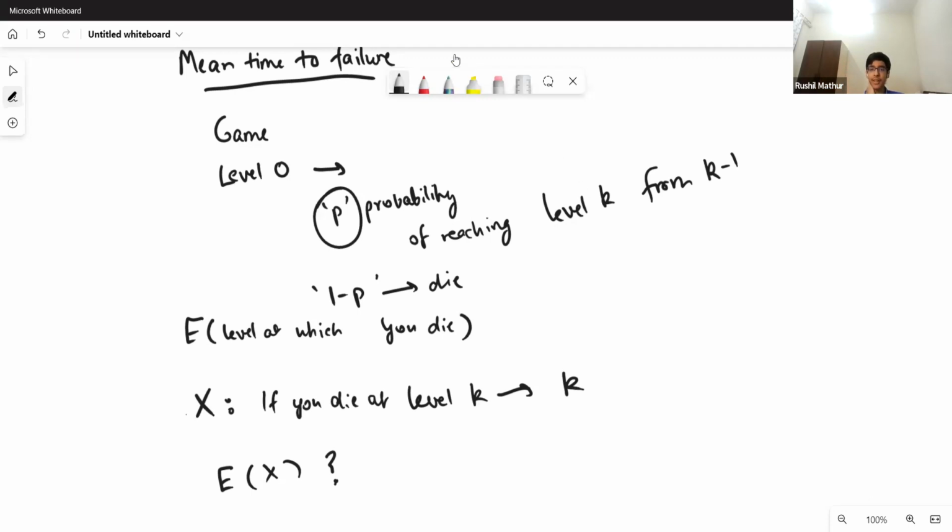So yeah, let's think about this. This is not trivial by any means. And in fact, if you go by the standard approach, it'll take you a lot of time to solve this.